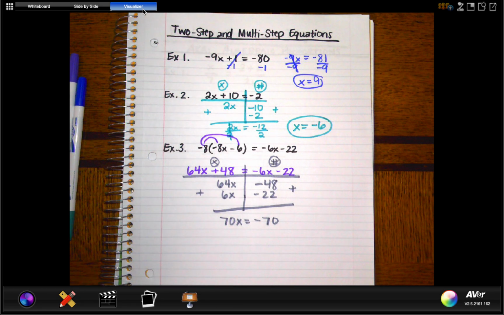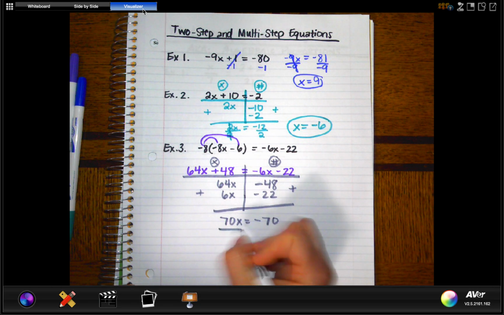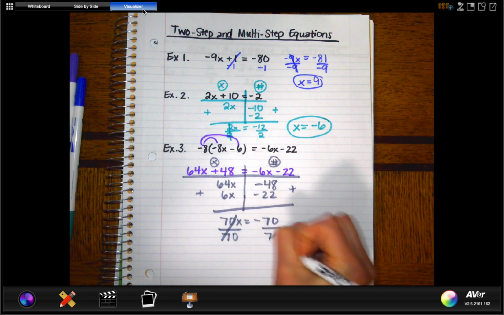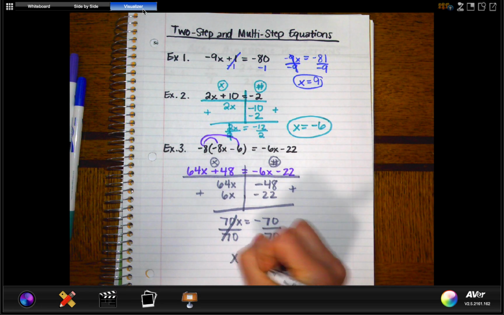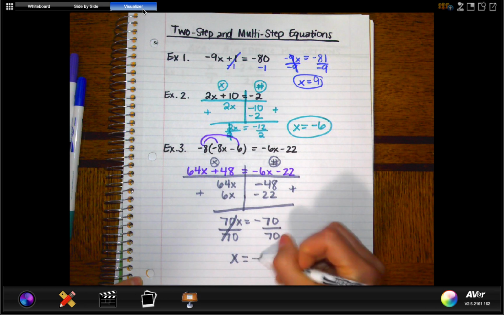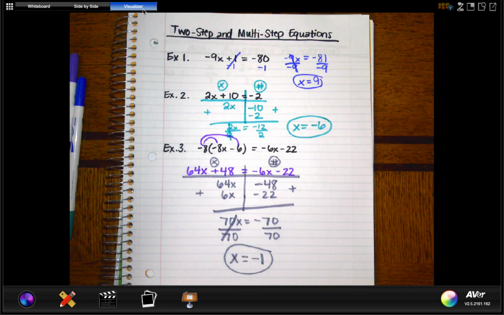And then again, we end up with a last step. We have to undo whatever is here. This says 70 times x. So to undo a times, we would divide by 70, goodbye 70. And we're going to divide by 70 over here to keep the balance and get the answer. So -70 divided by 70 is -1, and that is our final answer.